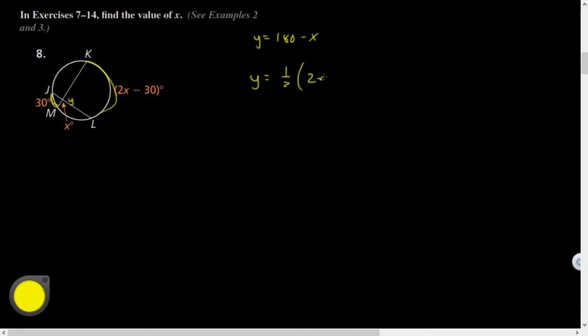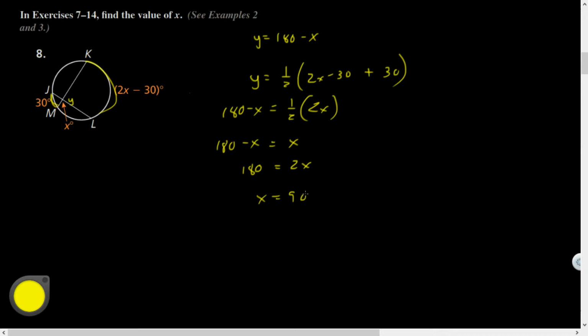All right, so 2x minus 30 plus 30, like so. I can substitute 180 minus x in here. Equals 1/2 of, those 30s cancel out, 2x. So half of 2x is just x. 180 minus x, add x to both sides, and we get 2x, divide by 2. Looks like x is equal to 90. Wow, interesting. That means that these are perpendicular to each other.